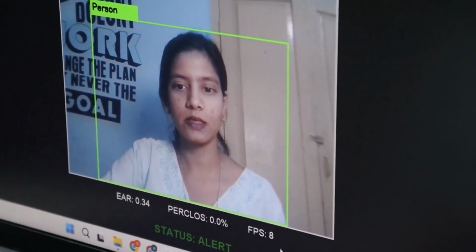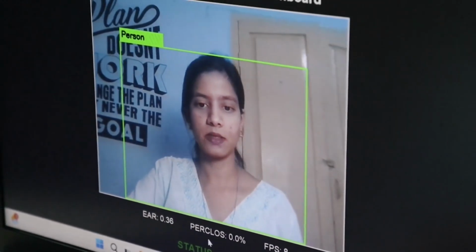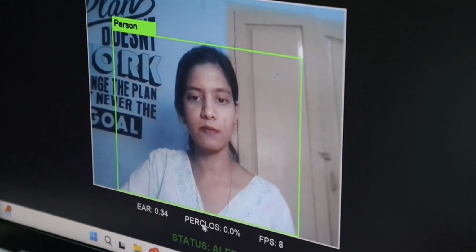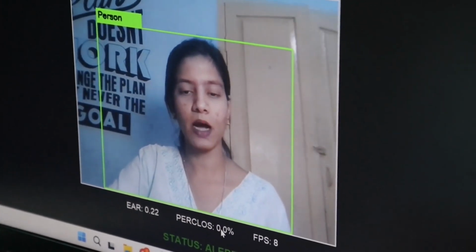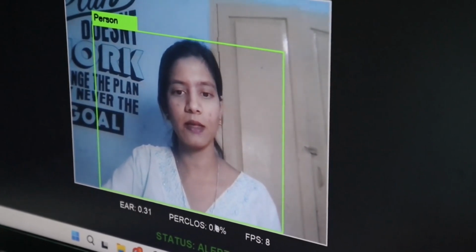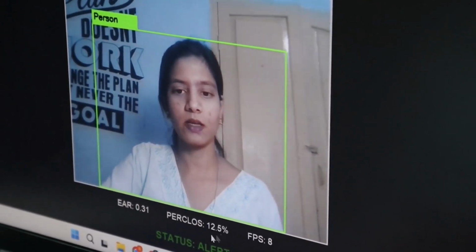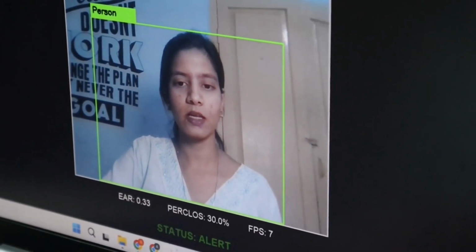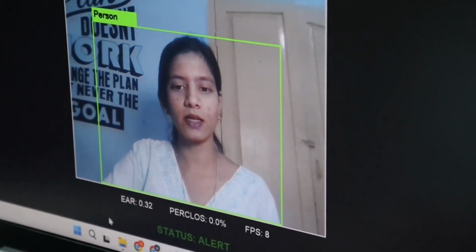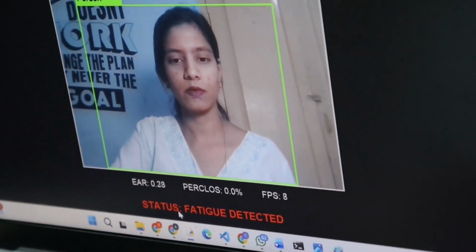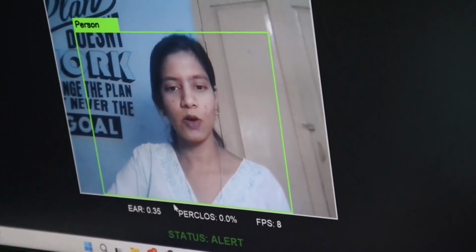As of now it is 8 to 9 frames per second. As of now the status is alert. If you close your eyes, then PERCLOS will be 100%. So now I am blinking my eyes. You can see here the PERCLOS percentage is increasing. If you close your eyes for 1 second, then here you can see fatigue detected. So fatigue detected. Normally it is alert.